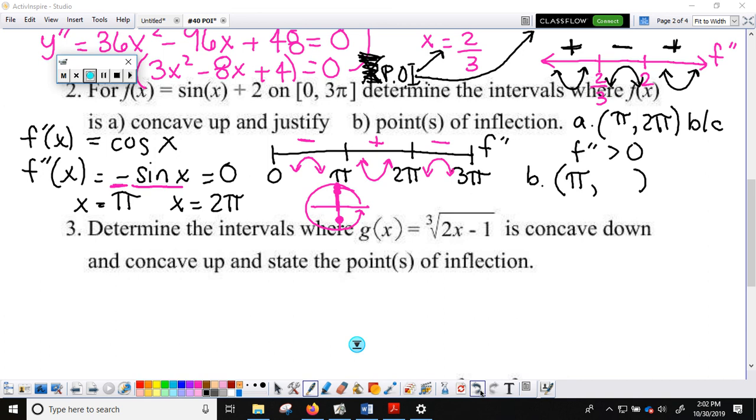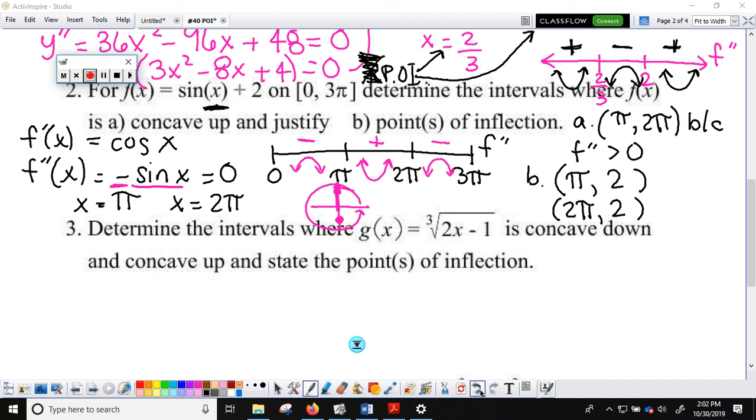I need the y value for the point of inflection, so I'm going to go back up to the original function and plug in pi. Sine of pi is 0, plus 2 is 2. Our other point of inflection happens at 2 pi, and we need the y value, so let's go back to the original. Sine of 2 pi is also 0, plus 2 is also 2.